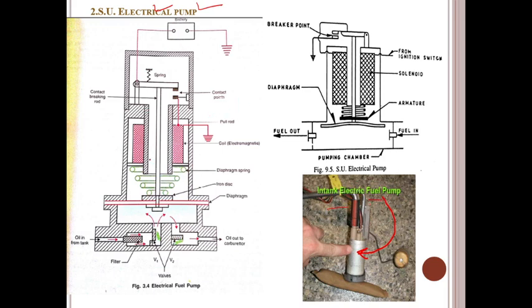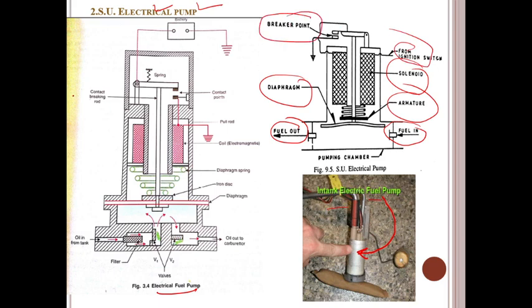So you see here in electric fuel pump systems. Look at the components. What are the components that will be there? There is a fuel in, and this is the fuel out. This is the diaphragm, this is the armature, there are solenoids, this is the ignition system, this is the breaker points. If you observe in this diagram, there are two valves, V1 and V2.